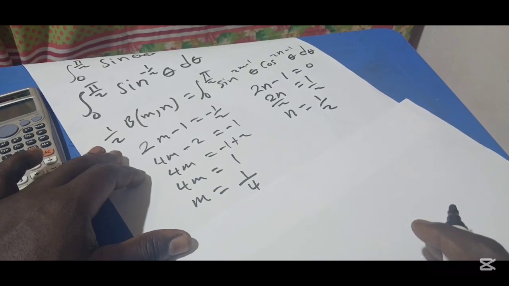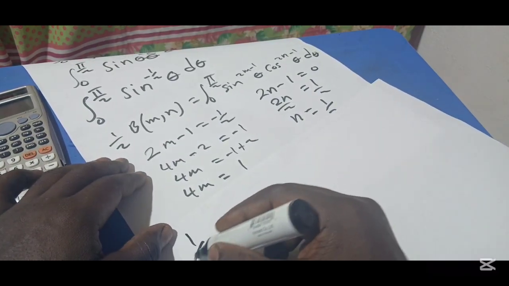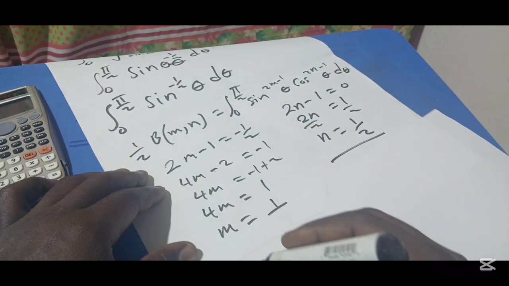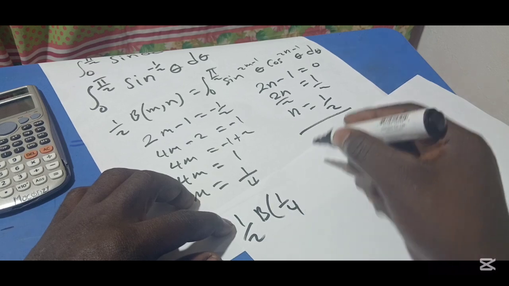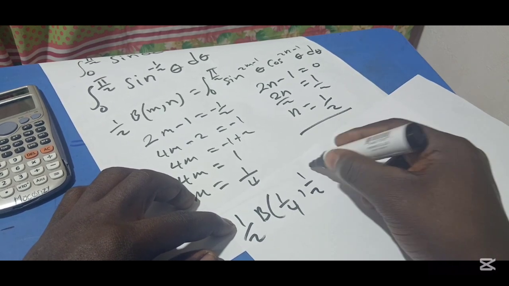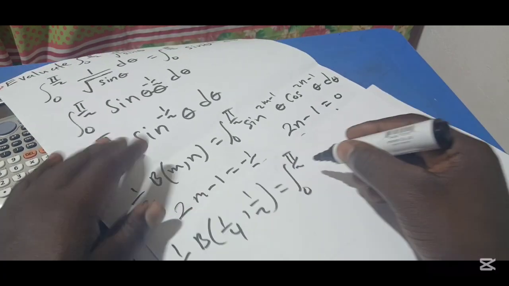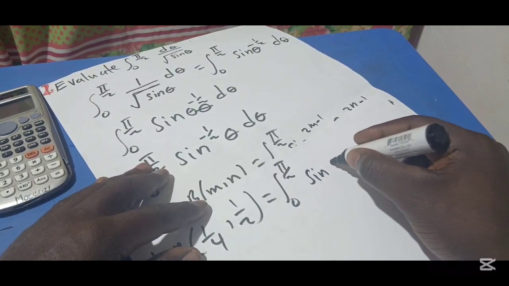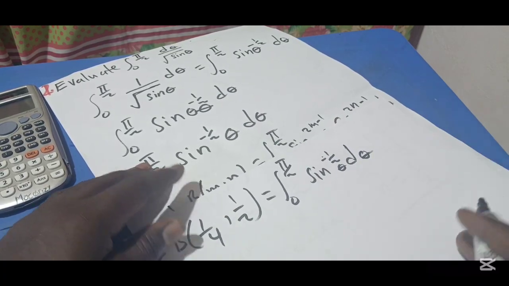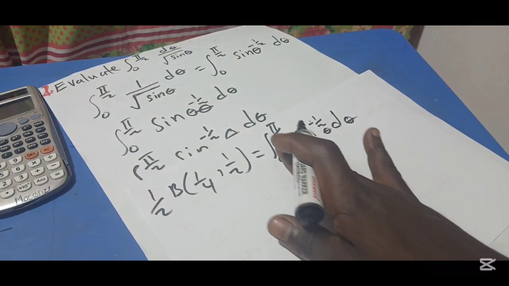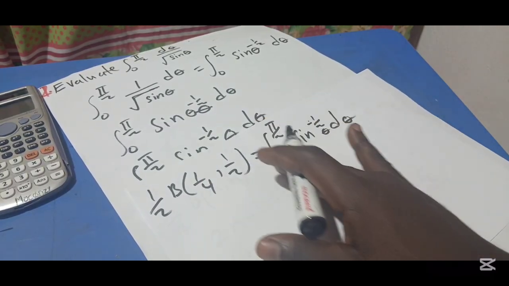Now that I know the values of m and n, I know that half beta of m, n, where m is 1 on 4 and n is 1 on 2, gives me the integral from 0 to pi on 2 of sine to the minus half theta, d theta. So I just ignore this and solve for this one. The value that I'll get will be the solution for this whole problem.